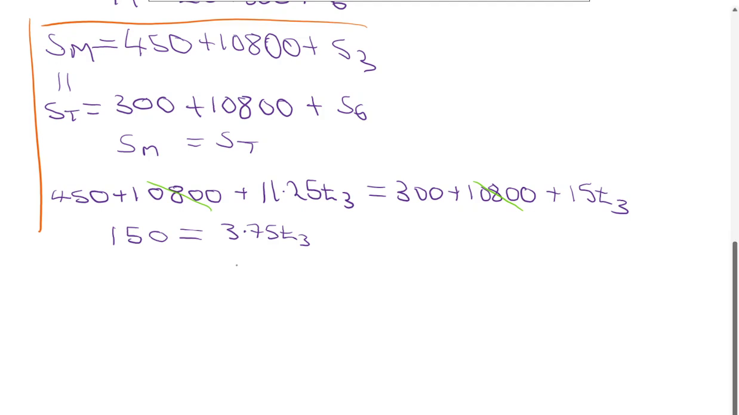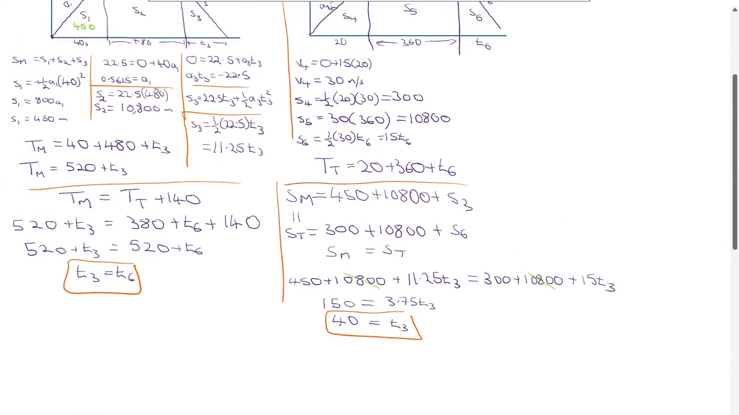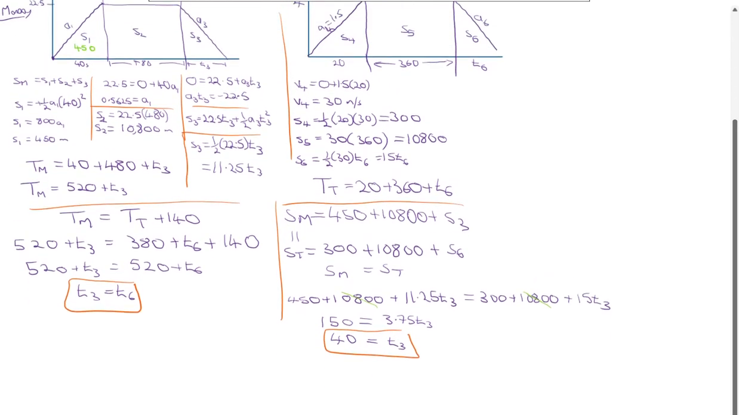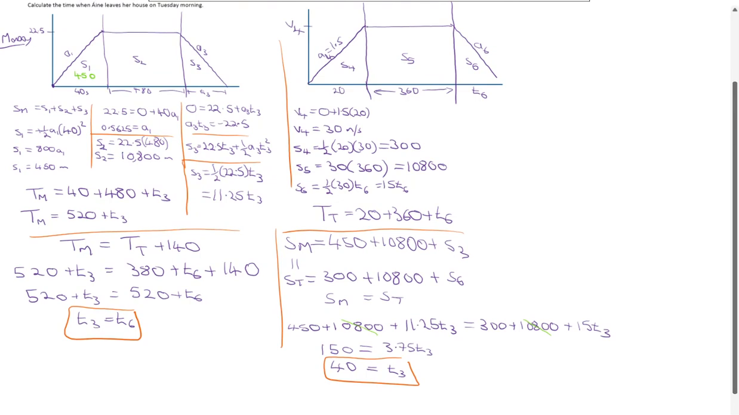And then we divide across by 3.75 and we get 40, which chances of that being wrong are almost nil. So T3 is that. So we can be fairly sure that we got full marks on that one. Even if we didn't, our process is bang on. So that's our T3. So we now kind of know everything.